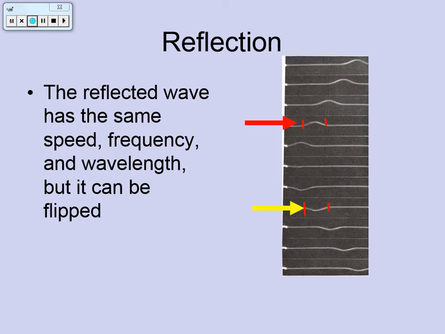Amplitude-wise, what do we notice about the amplitude of this wave? There's two things you could tell me about the amplitude of this wave. It's lower, right? So what does that mean is happening to the energy? It's decreasing, all right? Second, what else do you see about that amplitude?